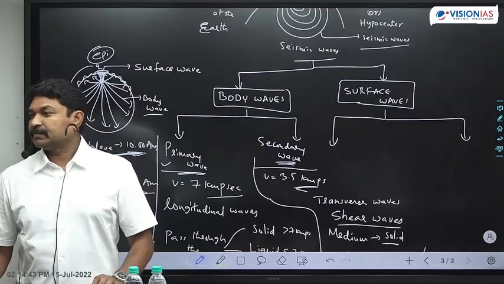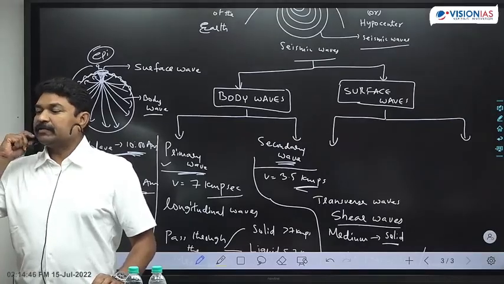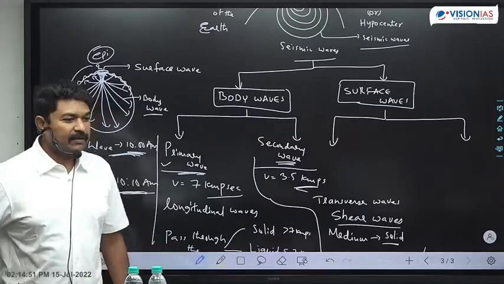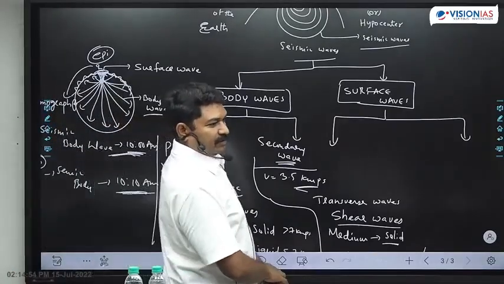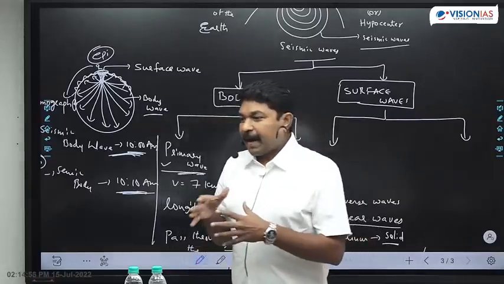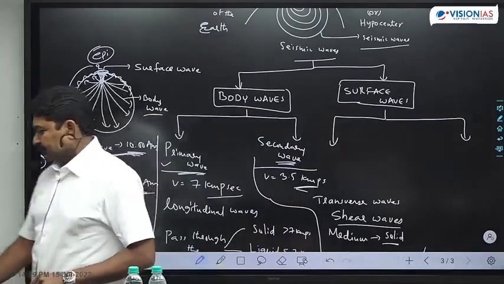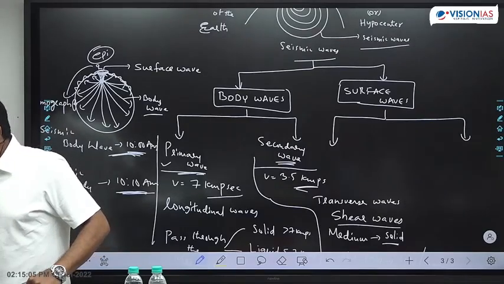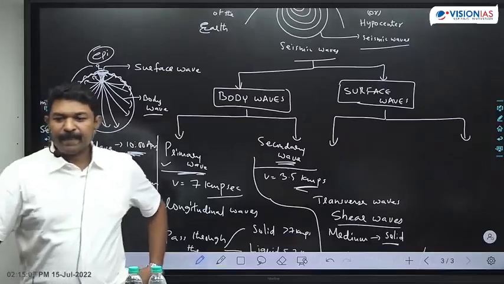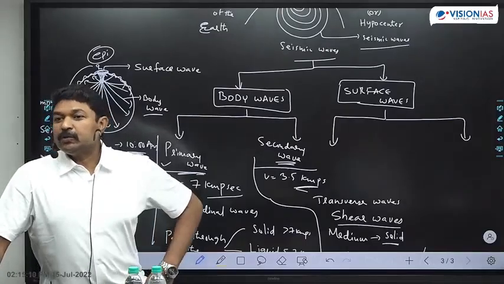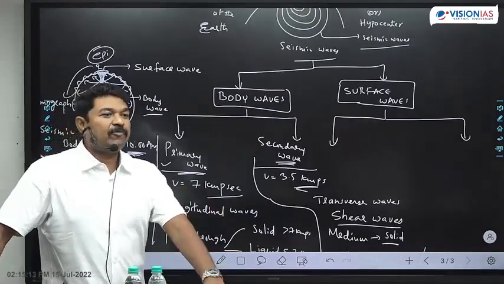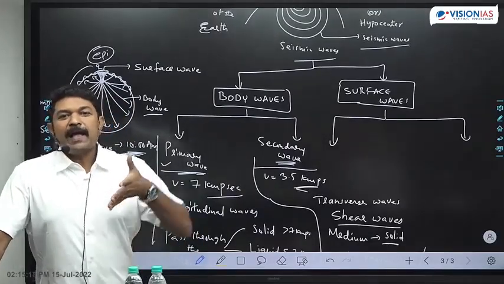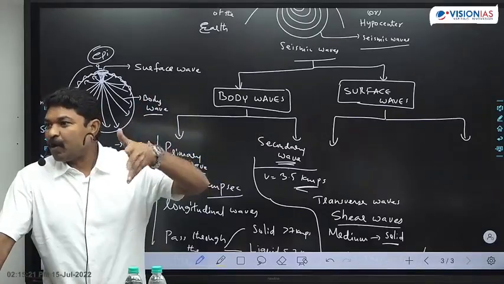Side-heading: body waves. Body waves are the waves that pass through the body of the earth, and so they are called body waves. Right? What do you mean by body wave? Why should they be called body waves? As they are passing through the body of the earth.